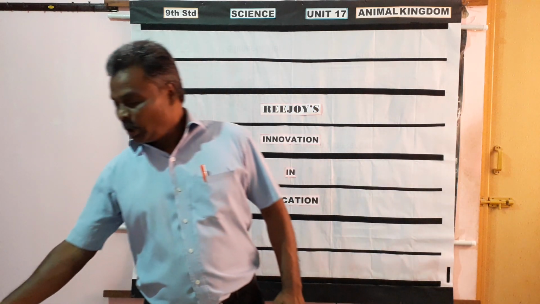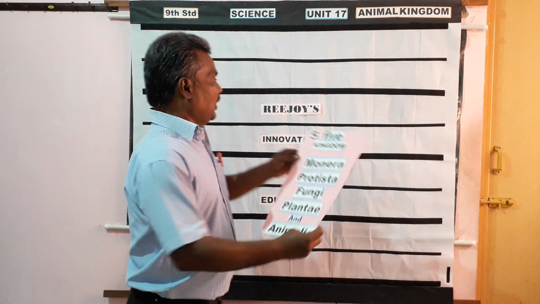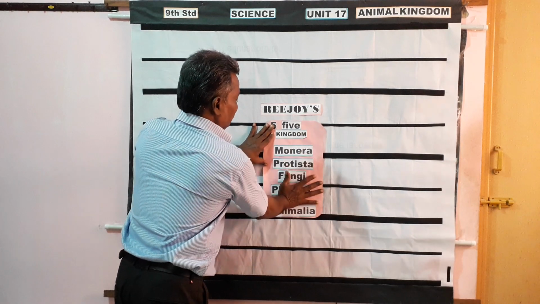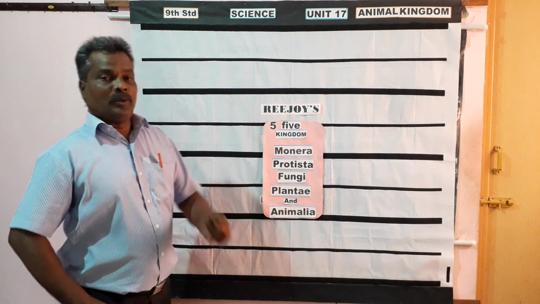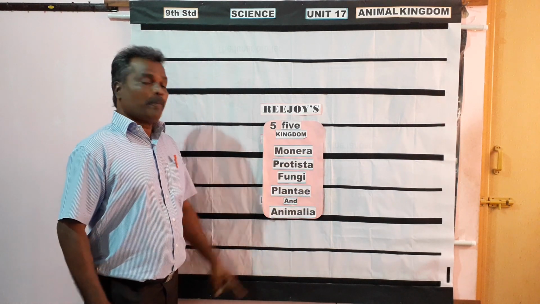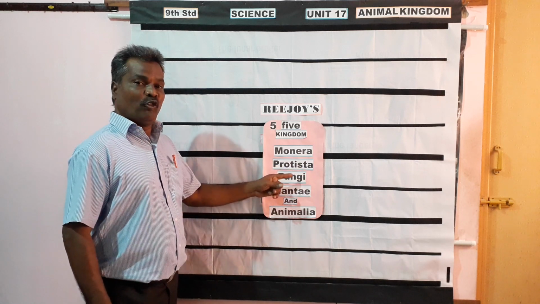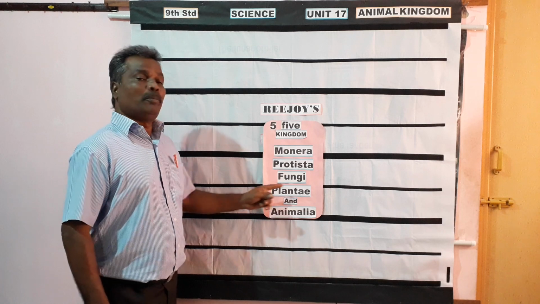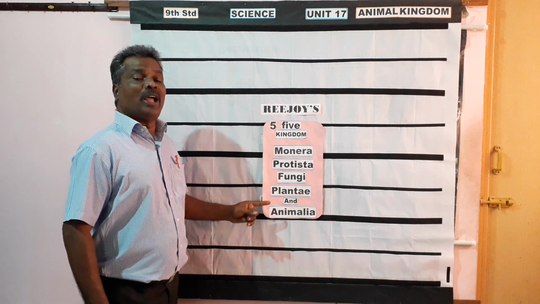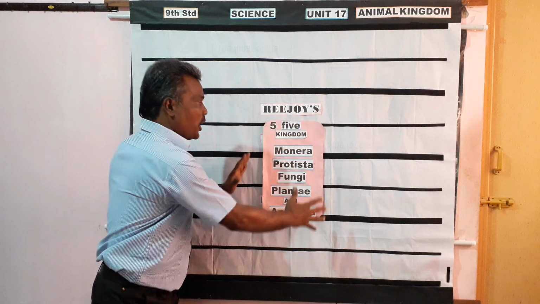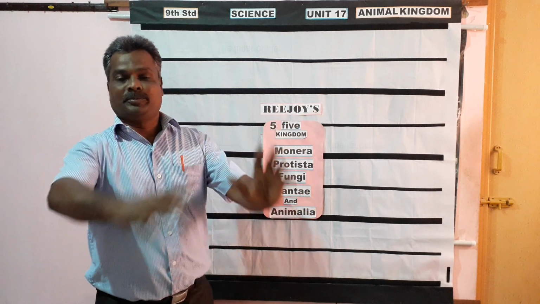Generally, all these living organisms are put under the basic five kingdoms. Number 1, Monera. Number 2, Protista. Number 3, Fungi. Number 4, Plantae. Number 5, Animalia. All organisms come under these five basic kingdoms.